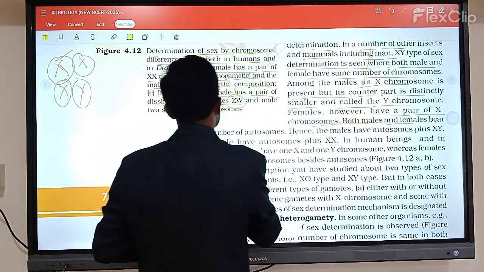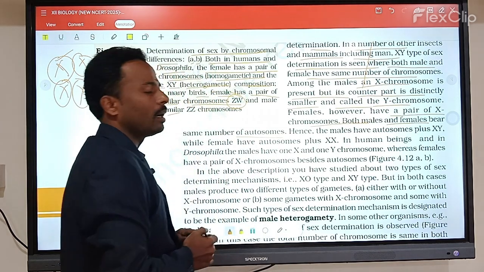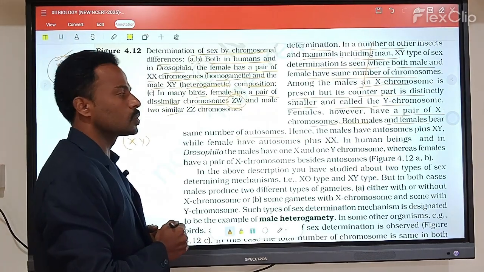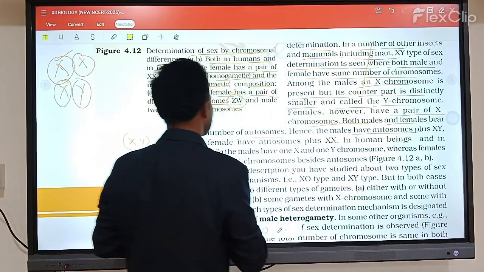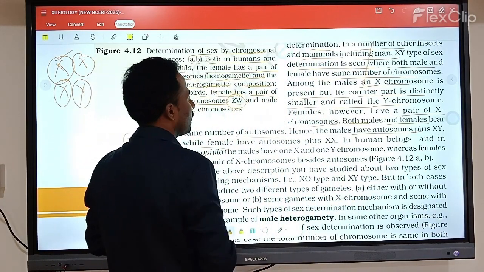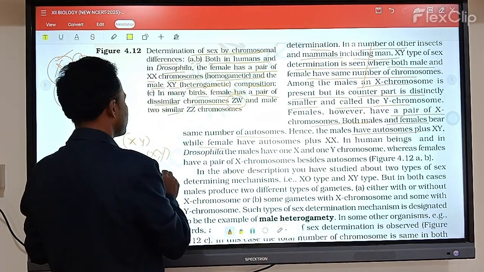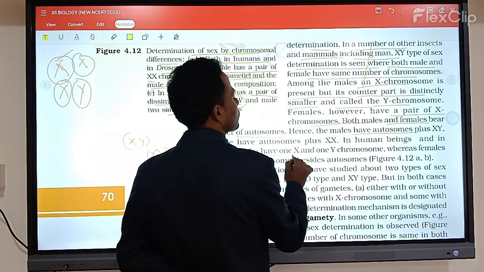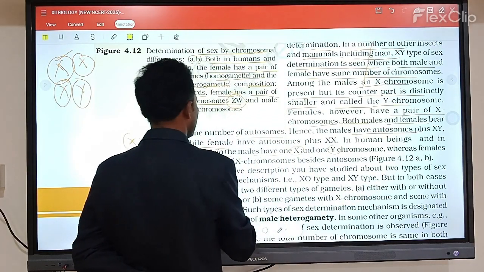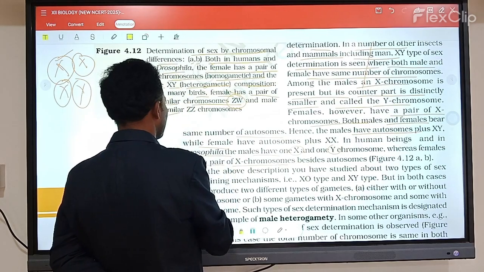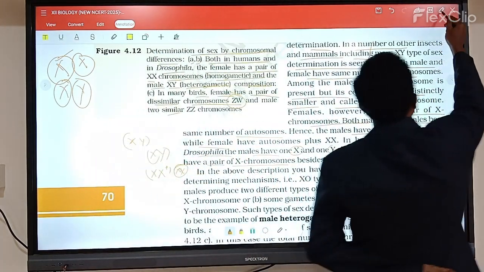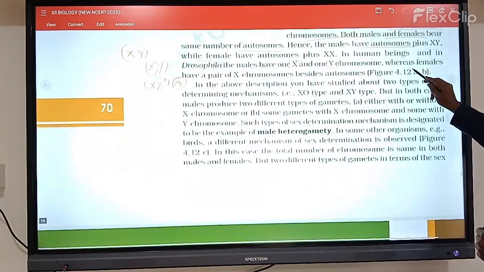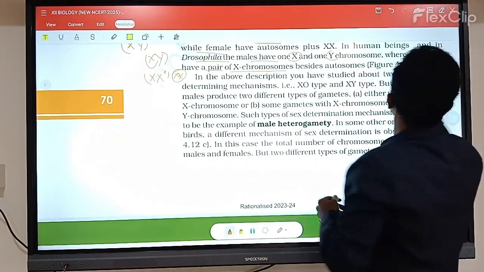Both male and female bear the same chromosomes, which are called autosomes. When one X chromosome and a Y chromosome are present along with them, the male has autosomes plus XY, while the female has autosomes plus XX. Next, in human beings and Drosophila, the males have an X chromosome and a Y chromosome, whereas the females have a pair of X chromosomes, present along with the autosomes.